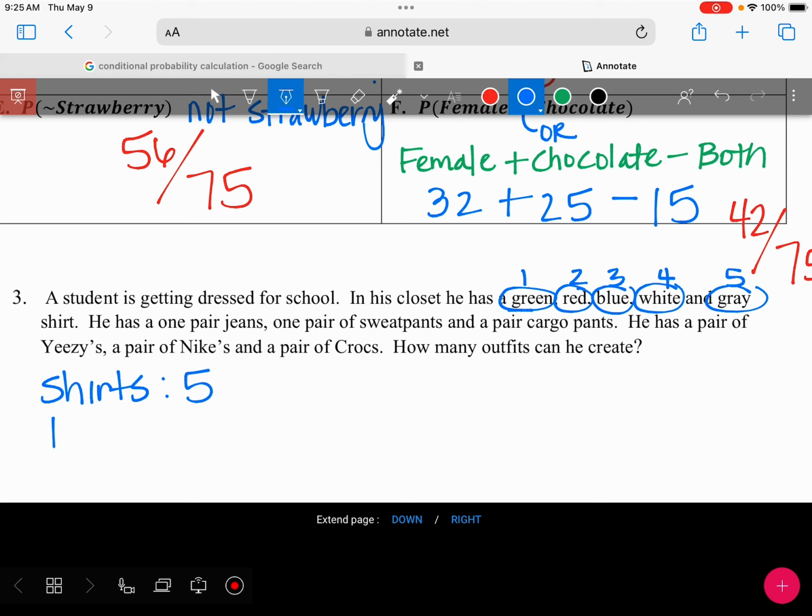And then for pants, he only has 1 pair of jeans and 1 pair of sweatpants and a pair of cargo pants. So how many pairs of pants does he have? He has 1 jean, 1 sweatpant, 1 cargo. So show me with your fingers, how many pairs of pants does he have? 3.